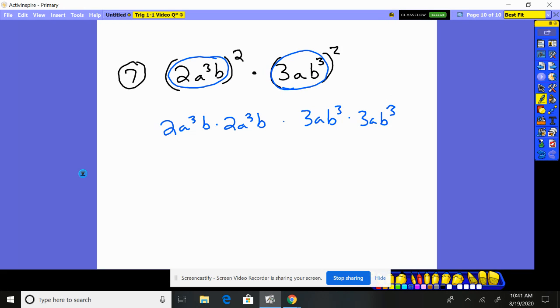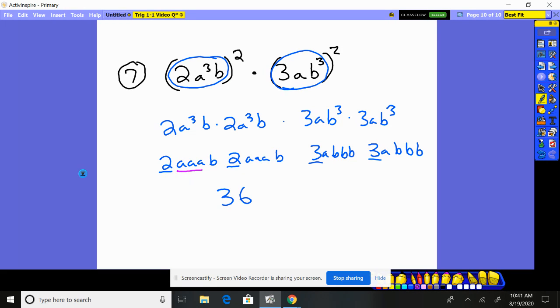Well, if I write out what this means, I got 2a, 2a. Here I have a cubed b, and a cubed b. Multiply my numbers, 2 times 2 times 3 times 3. I'm going to do 2 times 2, which is 4, 3 times 3, which is 9. Together, that gives me 36.